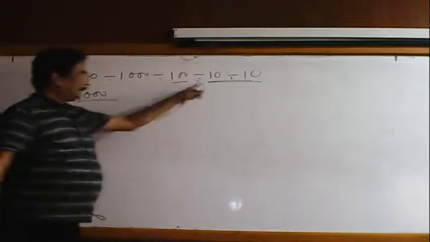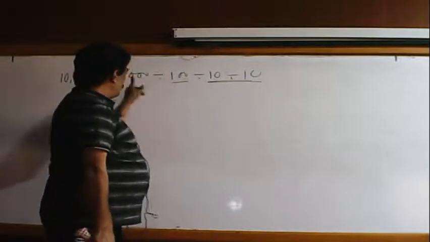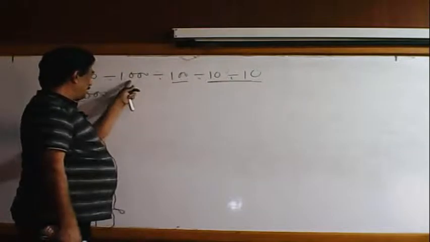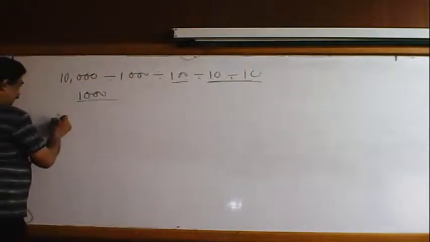Again, 10 by 10 is 1. 100 by 1 equals 100. 1000 by 100, two zeros cancel, 10. 10,000 divided by 10, you cancel, 1000. Then they can give 50,000.